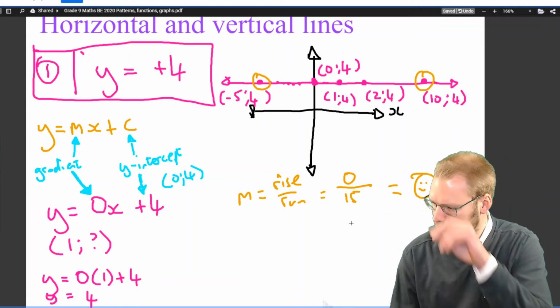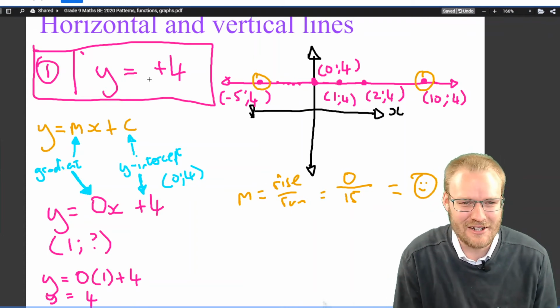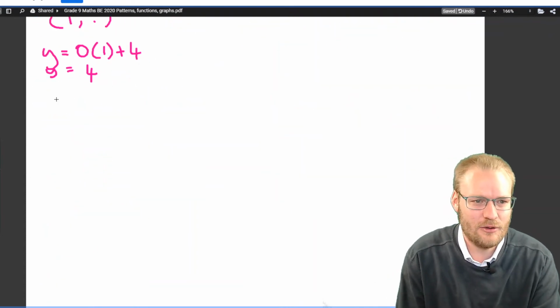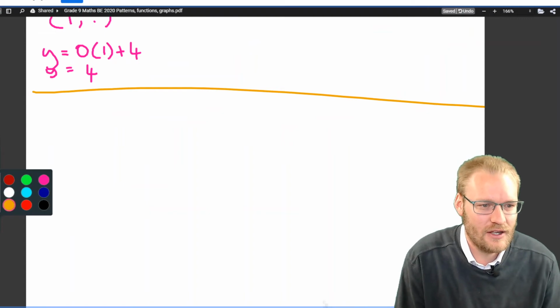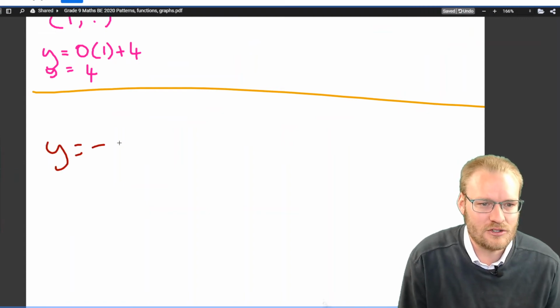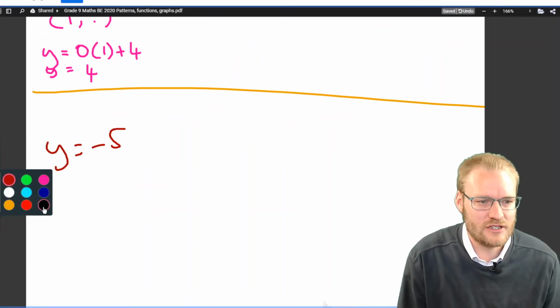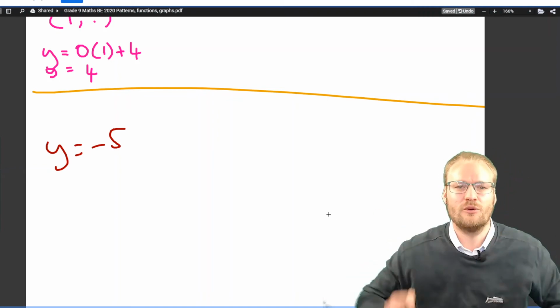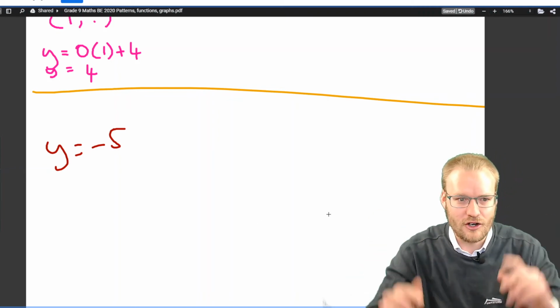Okay, so there we go. That's our gradient. That's what the graph looks like. So now we can do some quick sketching. And I'll ask you, y equals -5. Sketch it in 2 seconds. Tell me what the gradient is and what the y-intercept is. So pause the video. Go.